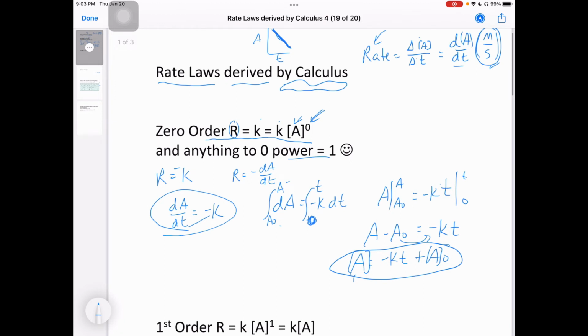This is called an ordinary differential equation. So if you take a differential and integrate it, it's called the integrated rate law. Yay! So that's why it's called integrated, because you integrated an ordinary differential equation.